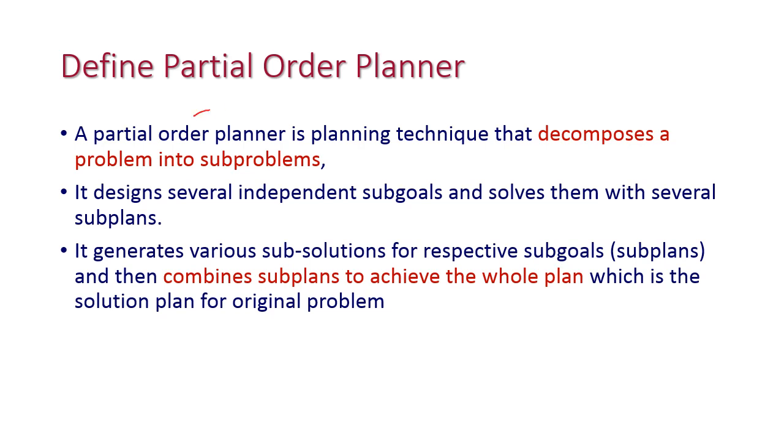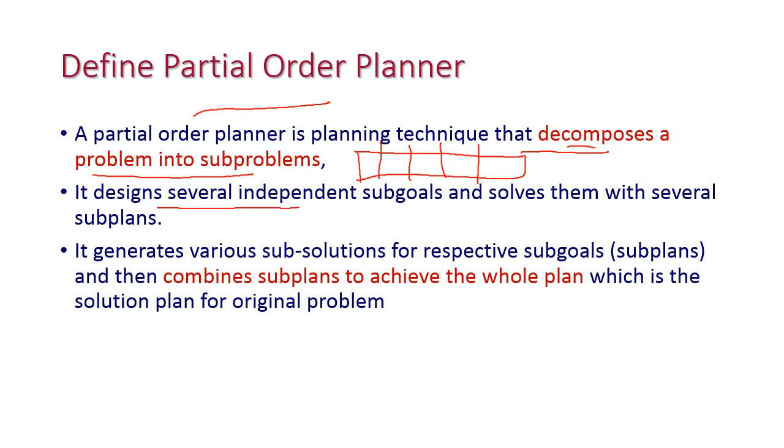Define the partial order planner. The partial order planner is a planning technique that decomposes a problem into subproblems. We have a very big, complicated problem, and this big problem will be divided into many subproblems. This is called decomposition of the problem, and it designs several independent subgoals.